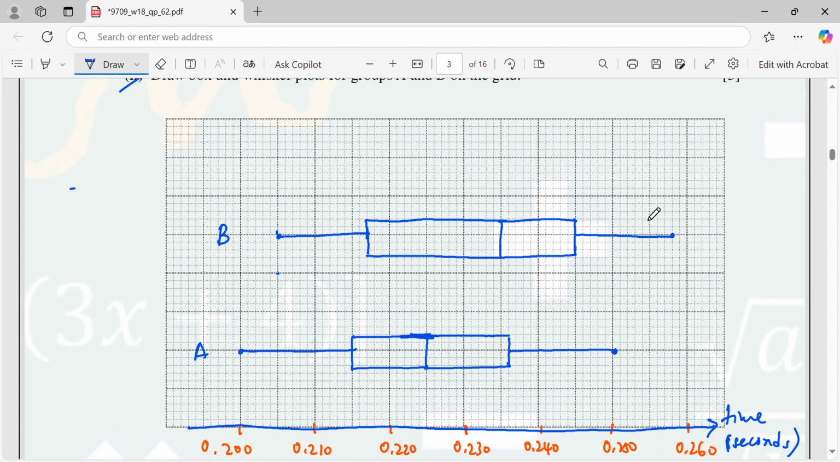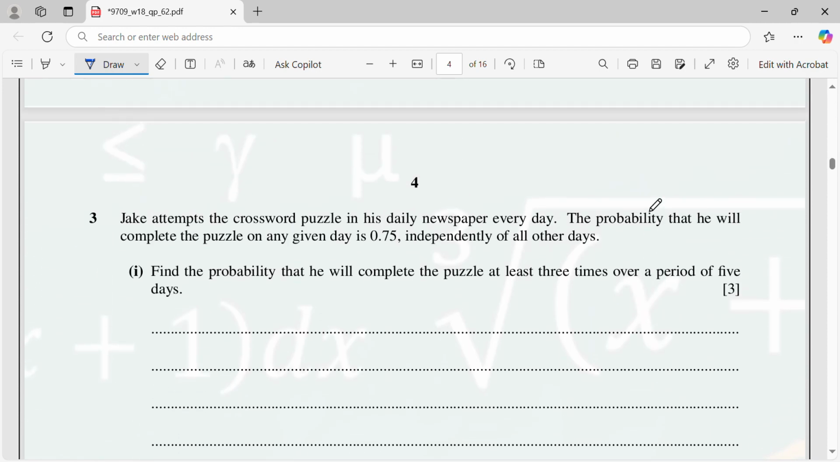Right, so now for question number 3. Check attempts the crossword puzzle in his daily newspaper every day. The probability that he will complete the puzzle on any given day is 0.75, independently of all other days. First part, find the probability that he will complete the puzzle at least 3 times over a period of 5 days.